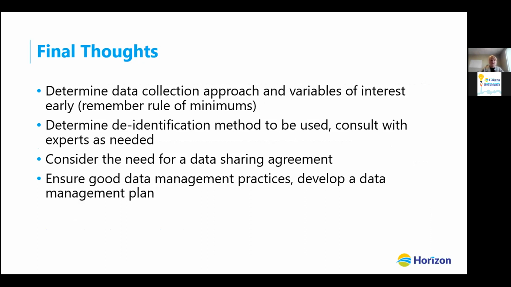So what we're asking you to consider is to determine your data collection approach and variables very early on, and to remember the rule of minimum. This is when you're putting your research proposal together, before you even submit to HRPP and REB, to really seriously consider what kind of information you're going to require in order to answer your research question. And with approaches, will you be seeking waiver of consent? And what's your rationale to provide to the REB and to the HRPP for making that request?